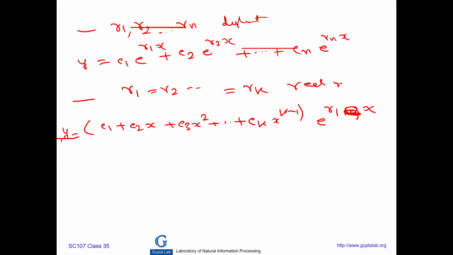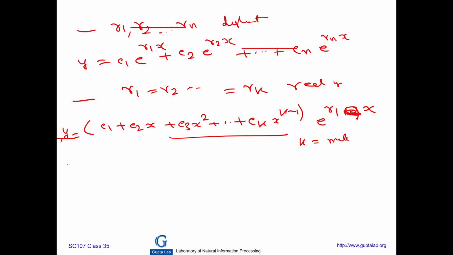Remember, the first solution was e raised to power mx when the roots were real and equal. And the second was x times e raised to power mx, if you remember, recall from your previous days, right? And then you combine them, it was c1 plus c2x times e raised to power mx. Here, this is expanded, that's all, okay? So, k is basically the multiplicity, how many times it is repeated, okay?